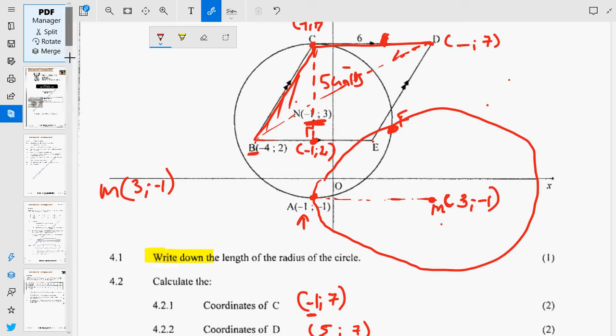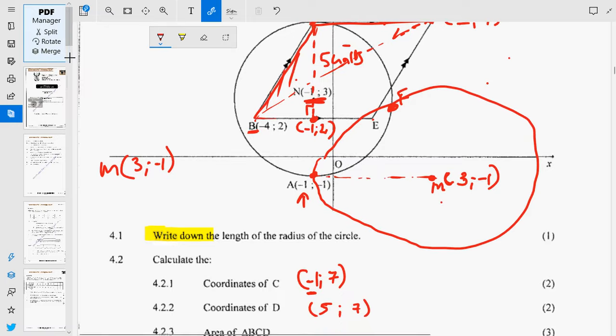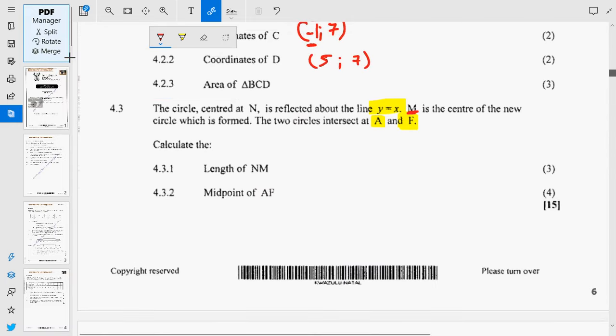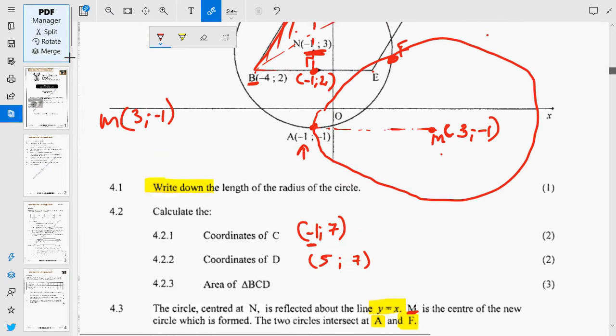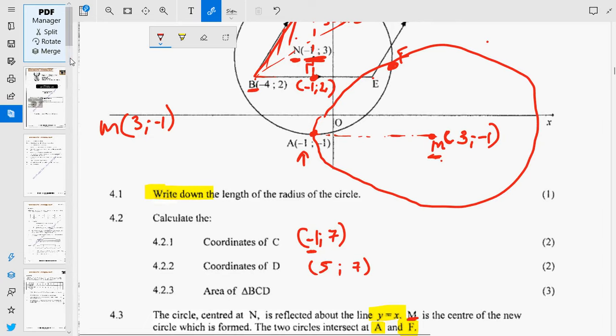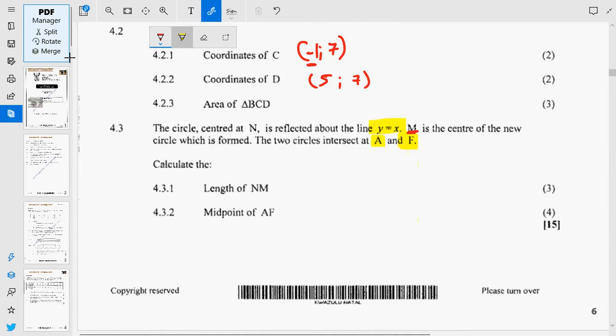Now, if you look at the question, it says calculate the length of NM. This will be straightforward if we've got the coordinates. So this is N and this is M, and you will just use your distance formula there, which I think is straightforward for most people. So if you use the distance formula, you will find that the length is 4√2.